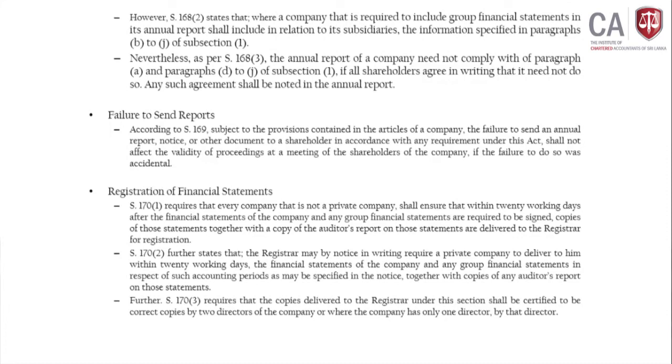That means that in case these reports have not been sent properly, the meeting proceedings are considered to be invalid at first instance. However, if such failure to send these annual reports and so forth is found to be an accidental error, then the proceedings of the meetings of the shareholders of the company are valid, to the extent that it could be rectified.